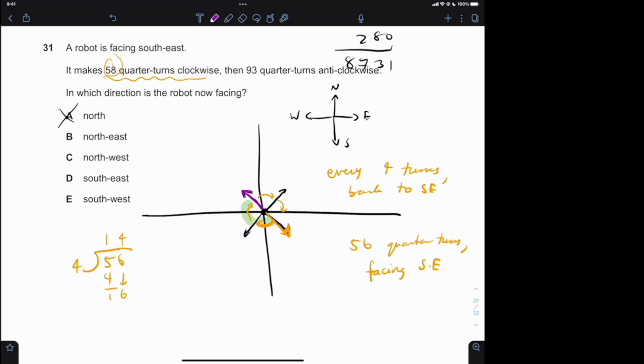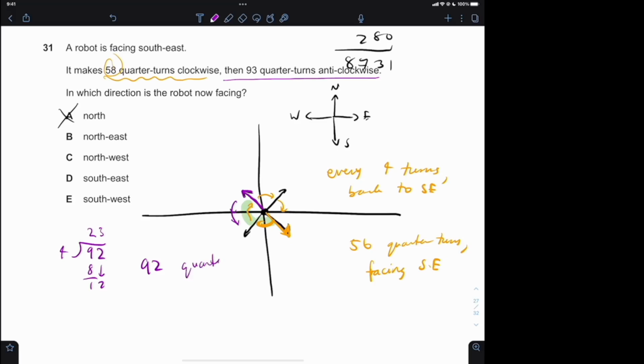All right. Then we're given 93 quarter turns anti-clockwise. So that's going this way. All right. Now, again, multiples of 4, we're going to realize are going to make our life a lot easier, because every multiple of 4 we start again at the original spot, which in this case now would be northwest. So the closest number to 93, I believe, is 92. Let's just make sure that 4 is divisible by 92. Yep, it goes in 23 times. So after 92 quarter turns, we're going to be back to northwest.